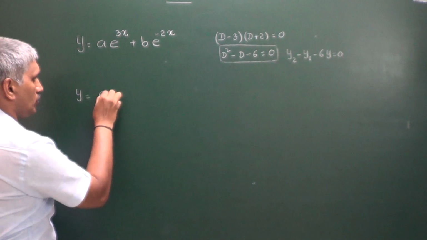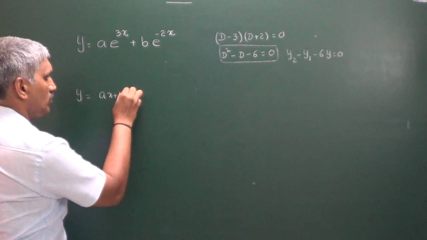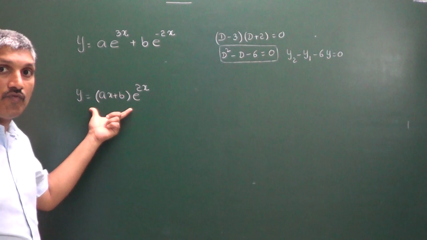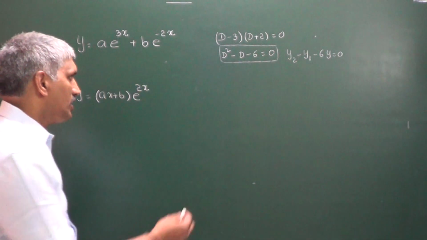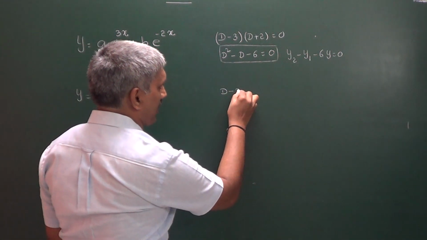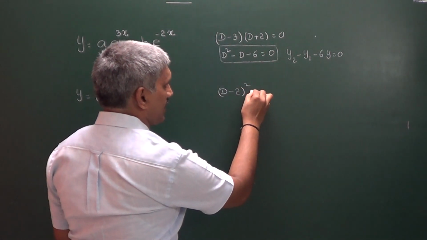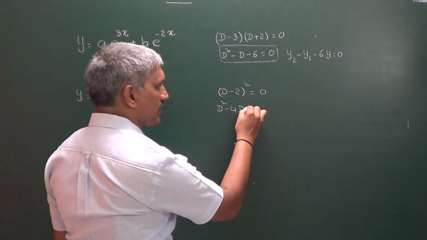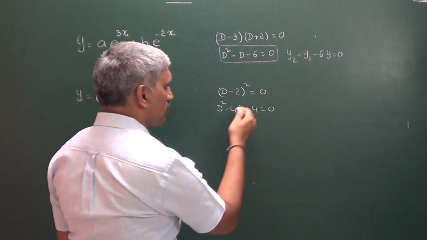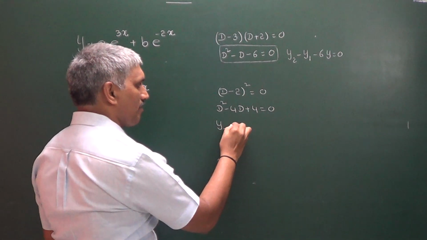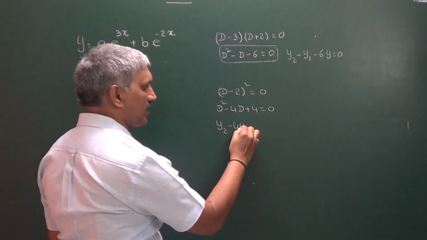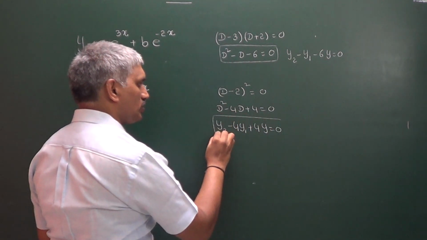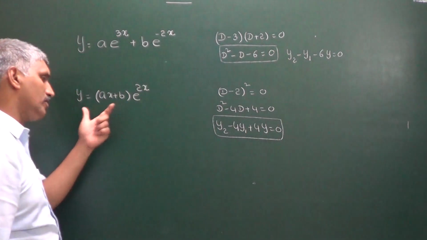Suppose another question is given this way: y = (ax + b) e^(2x). For this curve we need to find the differential equation. Then we can write directly (D - 2)² = 0. That gives D² - 4D + 4 = 0. So we can write y2 - 4y1 + 4y = 0. This is the differential equation for this family of curves.